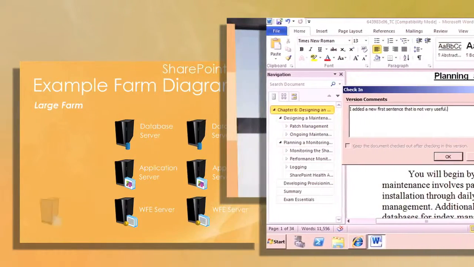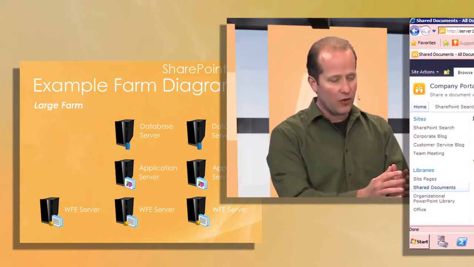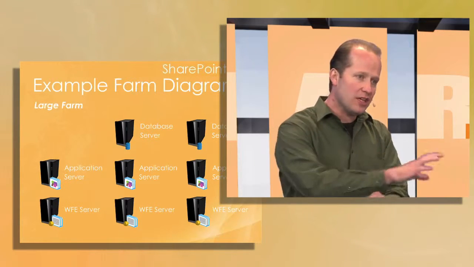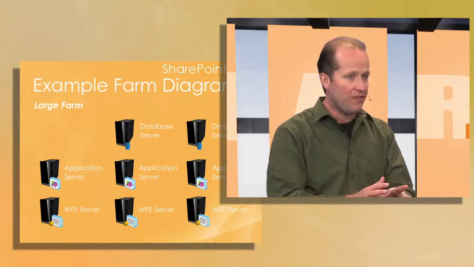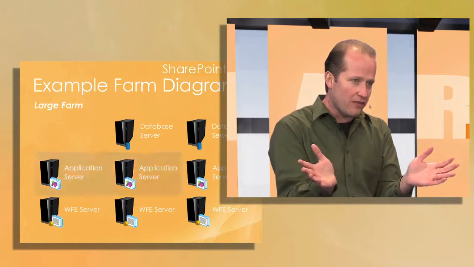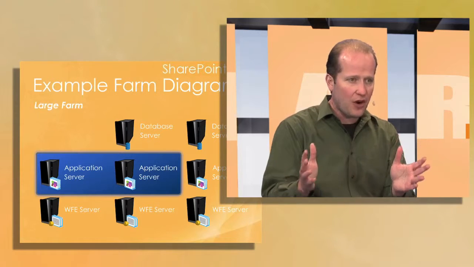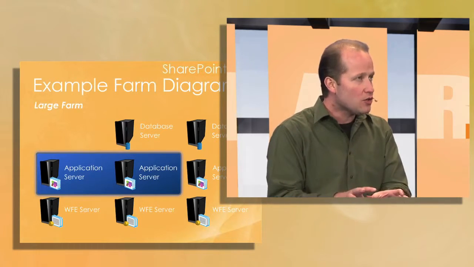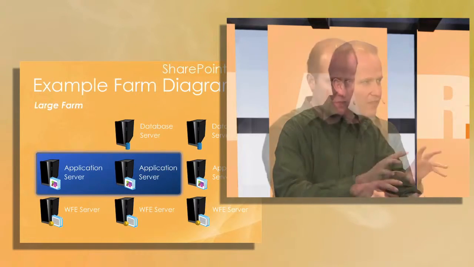I would suggest that for the cost of hardware, you're going to get more out of 2010 than you did out of 2007 because of the fact that we have greater capabilities now in how we can scale out our farm. So because we can scale out the farm better and distribute components better among servers, we can actually use fewer servers to accomplish more.